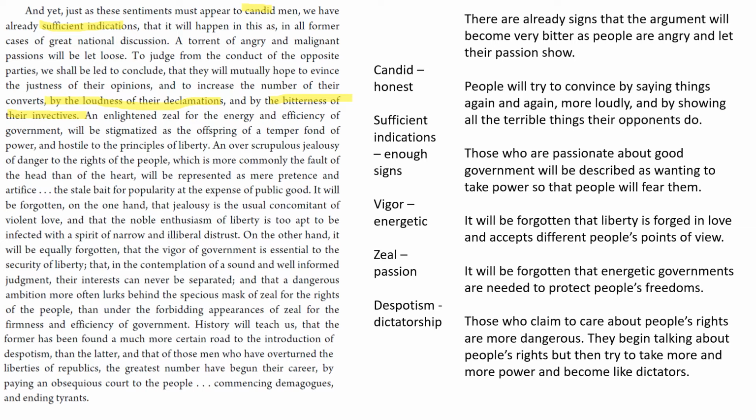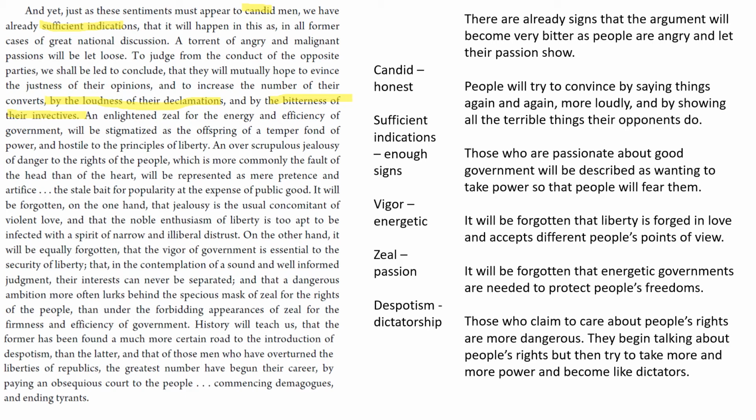An over-scrupulous jealousy of danger to the rights of the people, which is more commonly the fault of the head than of the heart, will be represented as mere pretense and artifice. The stale bait for popularity at the expense of public good. So he says, those who are really wanting to protect people's rights will be shown to be pretending, not really trying to protect people's rights.